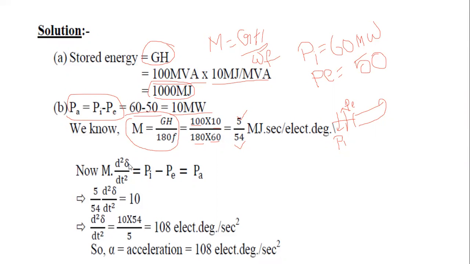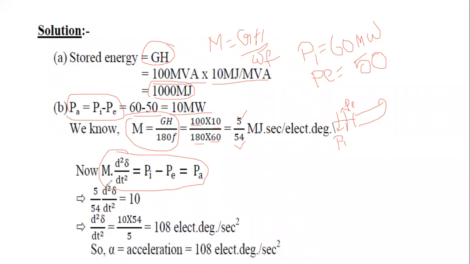Therefore, what is the rotor acceleration? That is delta. Therefore, M d square delta by dt square is equal to PA, and it will be equal to PI minus PE. In the previous case, PI minus PE we calculated, that is equal to 10 megawatts. We are substituting the PA value and M value in this equation, and then we easily derive the rotor acceleration angle.